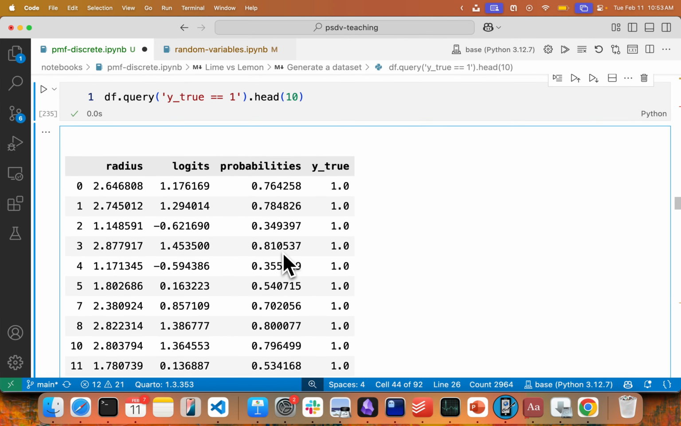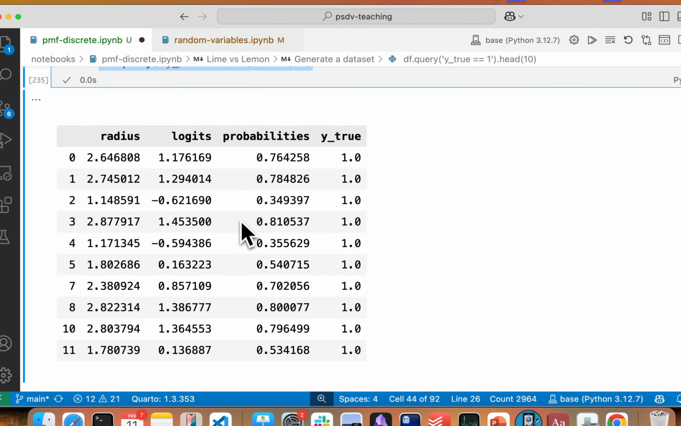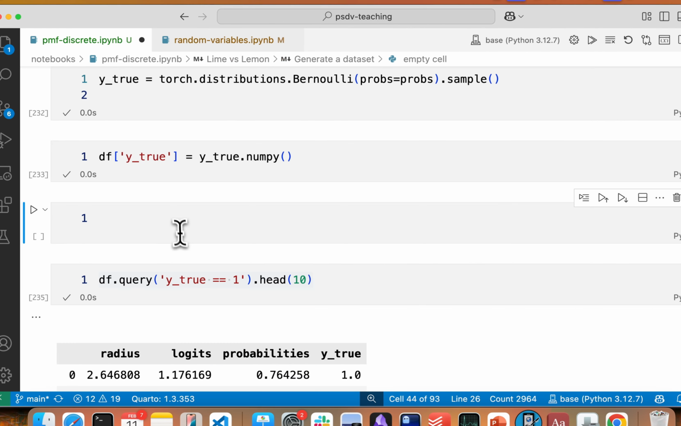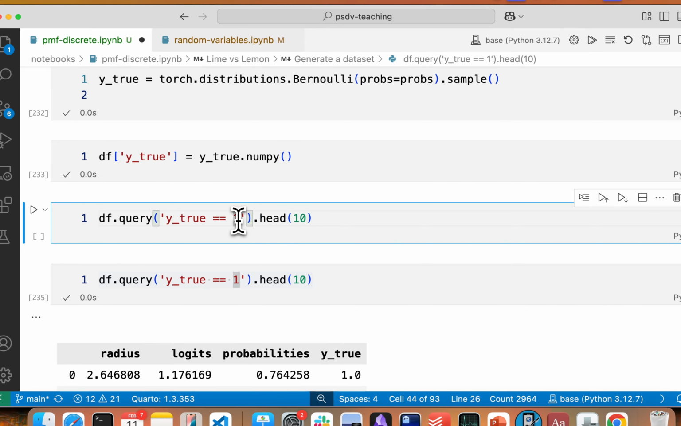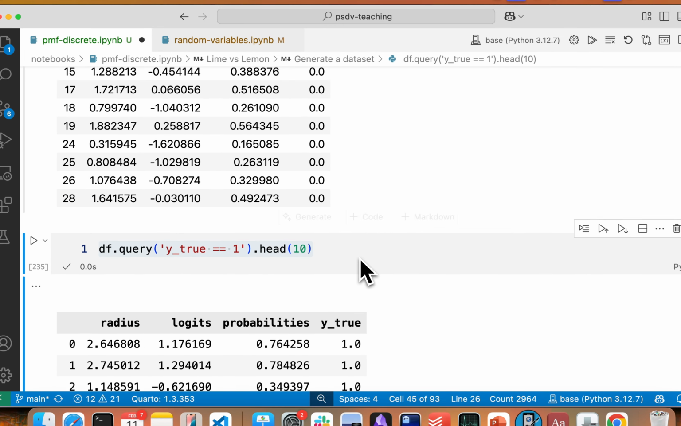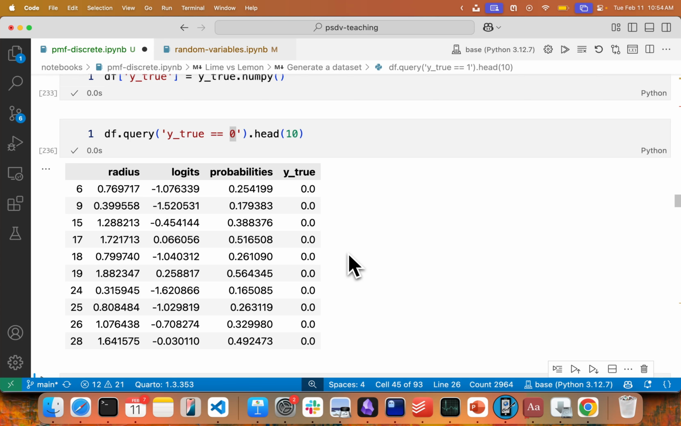Similarly, you can see for the other cases also, for y true equal to 0, like this example, where the probability of it being a lemon or class 1 is high, but when you sampled, you still got a 0.